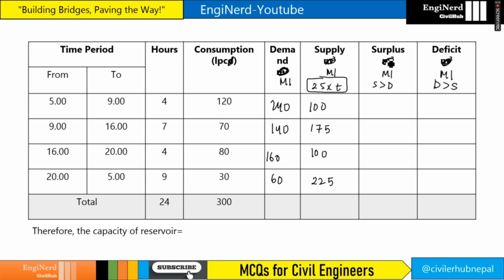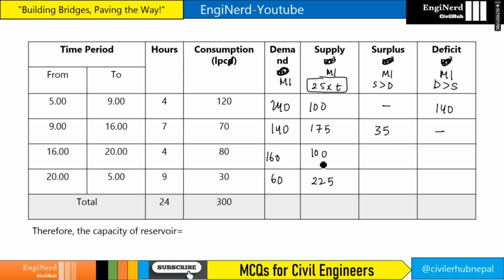Now let's subtract for the first row. 240, demand is greater, right? So if demand is greater, it will be deficit. So it will be 240 minus 100, it will be 140. Now for the surplus part, second row, it will be 175 minus 140. Supply is greater, so it will be 35, right?